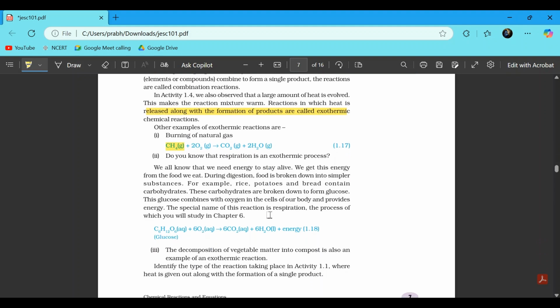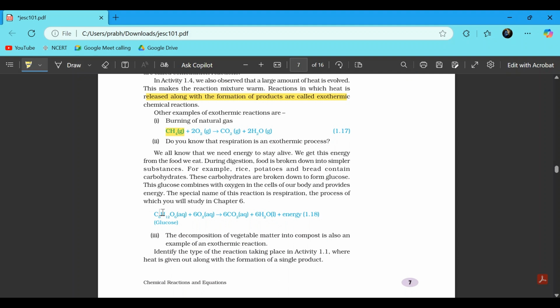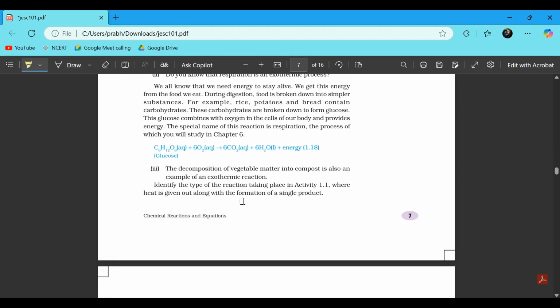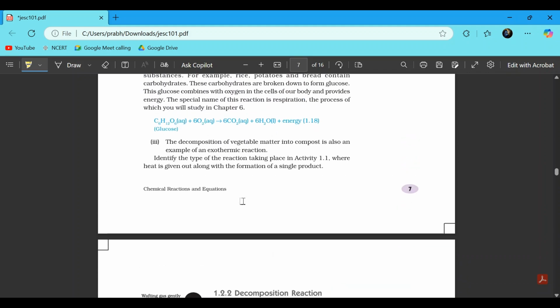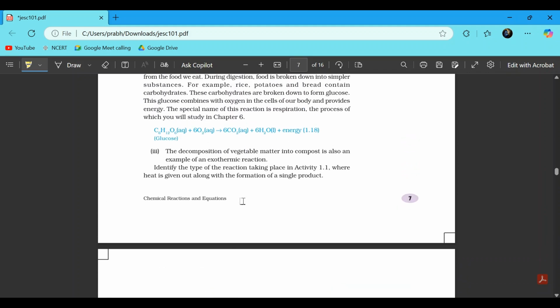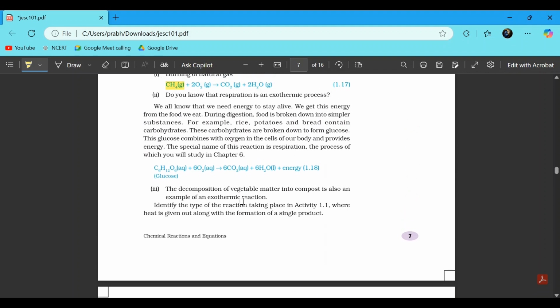And as I have already told you about this portion also, when glucose reacts with oxygen, it forms CO2 and H2O, and energy is released here. This is what is written here, that in chapter 6 we will also discuss this more. So today we have discussed the combination reaction only. The next part we will discuss later on.